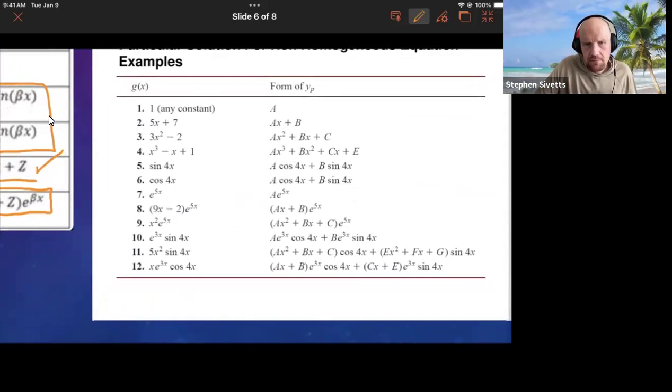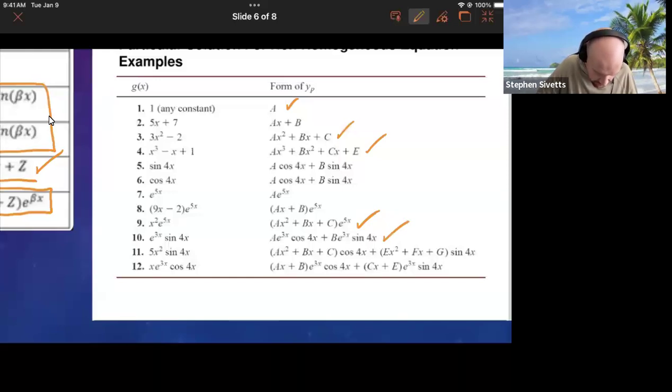So yeah, if you have any constant, you would use A. If you have a quadratic, you use this form as a particular solution. If you have a cubic, or just a product of a polynomial and an exponential function, you use this. Or if you have a product of an exponential and a trig function, you use this, okay?